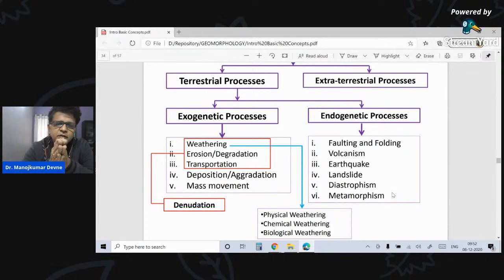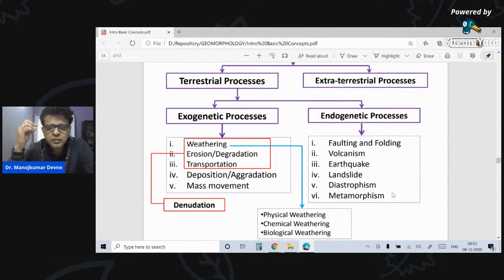Terrestrial processes are further divided into two: exogenetic processes and endogenetic processes. Endo comes from the inner part, exo comes from the outer part. It is something very simple to remember. Endo is something from the interior of the earth. Exo is something from the exteriors of the earth as such.